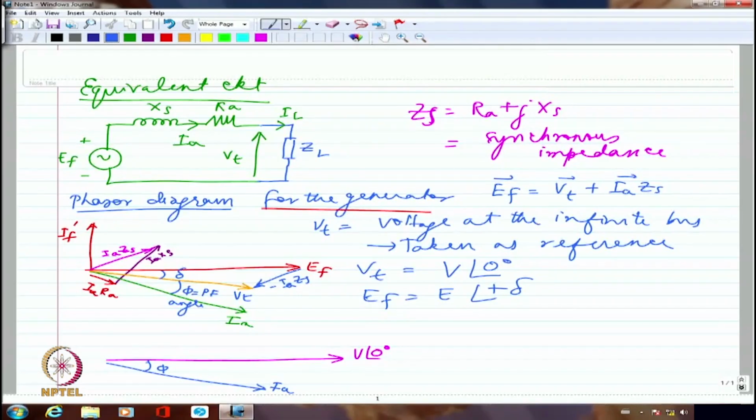Whereas in the case of motor, we said that we are going to have EF equal to VT minus IA ZS. So let us try to again draw what is the value of IARA. Probably IARA is like this. Now I am going to have IAXS like this. Now when I add the two, I am going to get, yes.